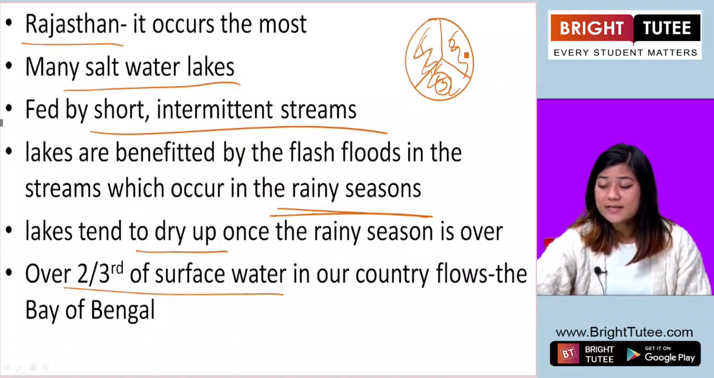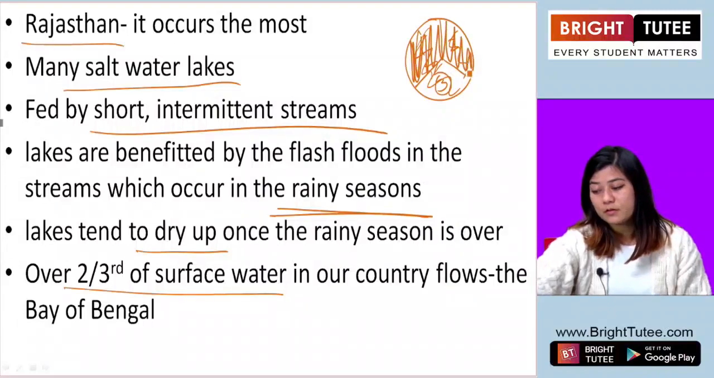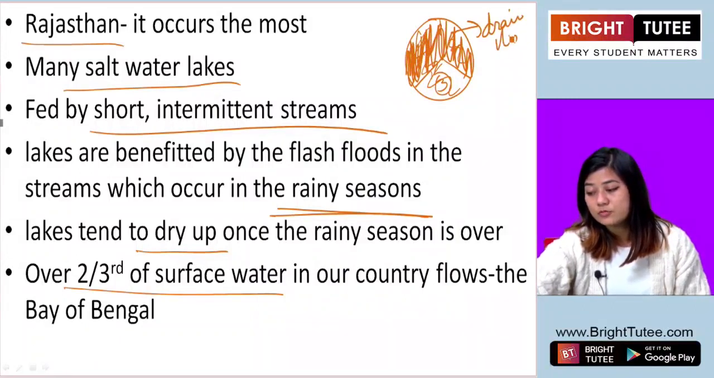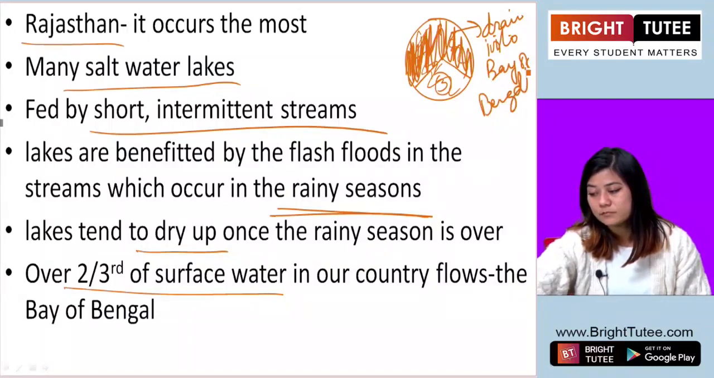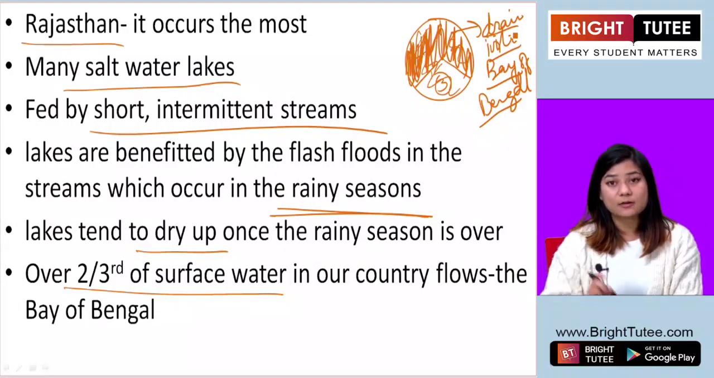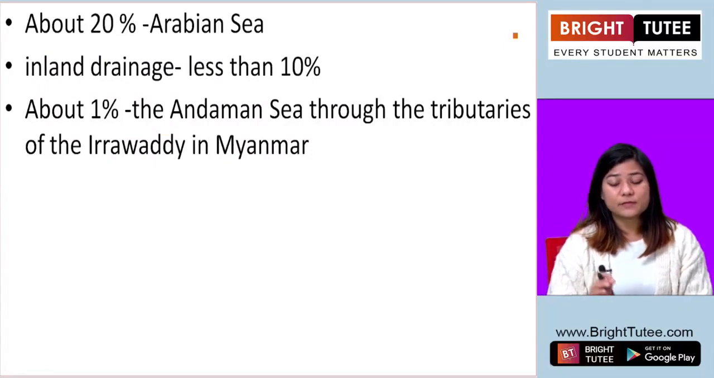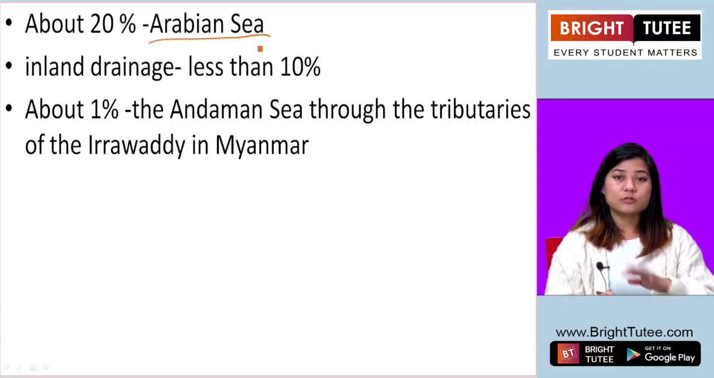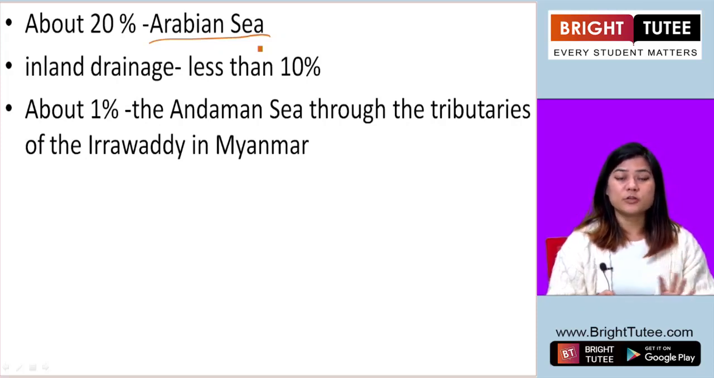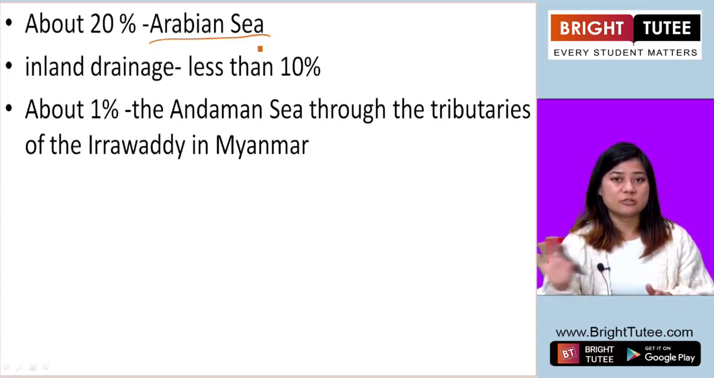So if they are divided into three parts, then you will see that two parts of them, so more than half, drain into the Bay of Bengal. That means most of the rivers in our country drain into the Bay of Bengal. About 20% of them drain into the Arabian Sea. So the amount of water that is getting drained into the Arabian Sea is only about 20%, because most of it gets drained into the Bay of Bengal.